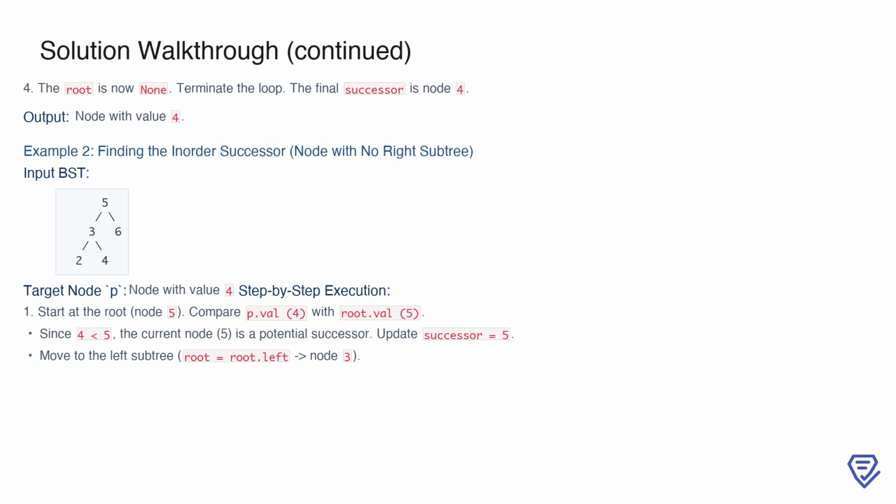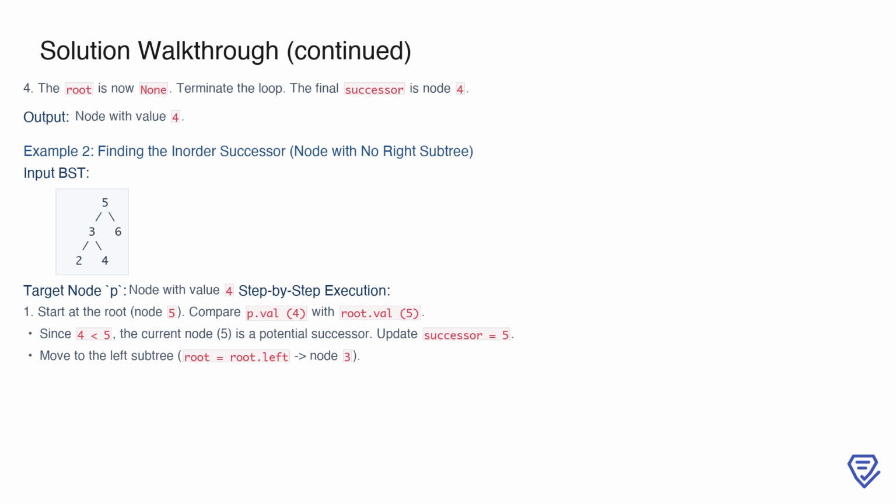Now let's consider a second example where the target node, P, is node 4. We begin again at the root, node 5. Since 4 is less than 5, node 5 becomes a potential successor. We update the successor to 5 and move to the left subtree, which brings us to node 3. At node 3, we compare values again. This time, 4 is greater than or equal to 3, so we move to the right subtree to explore whether a closer successor exists. The right child of node 3 is node 4.